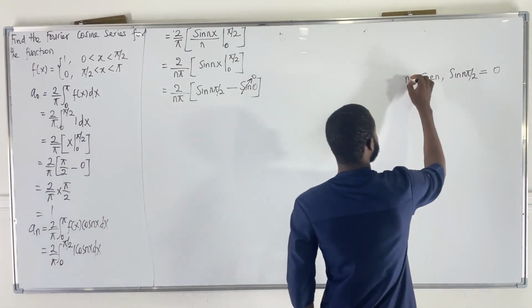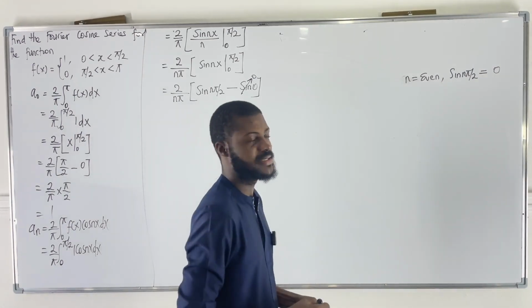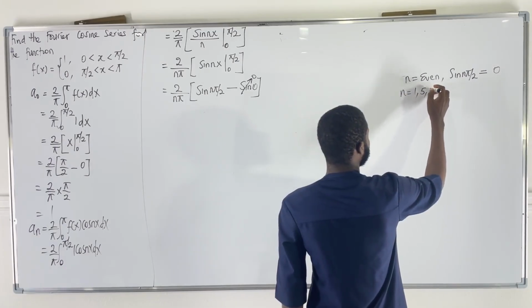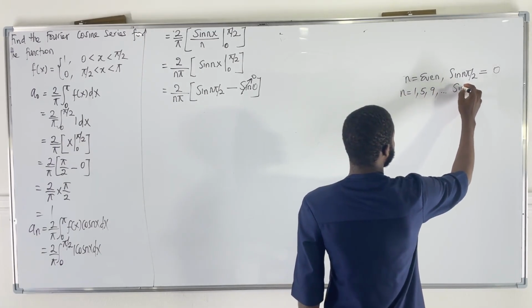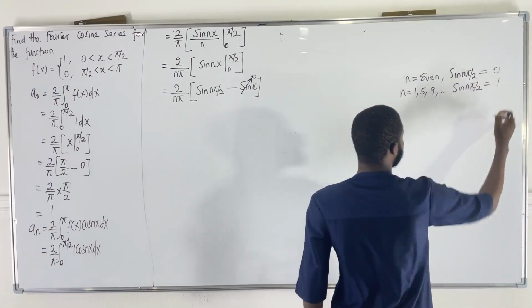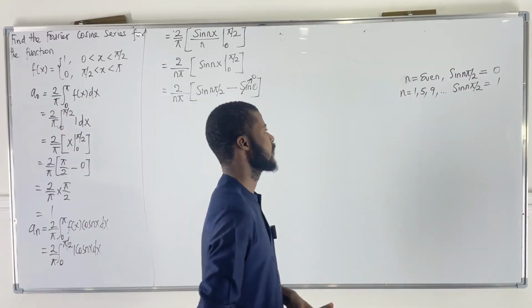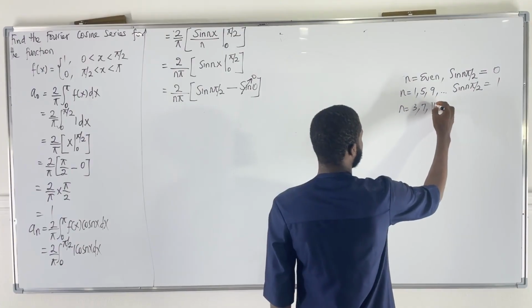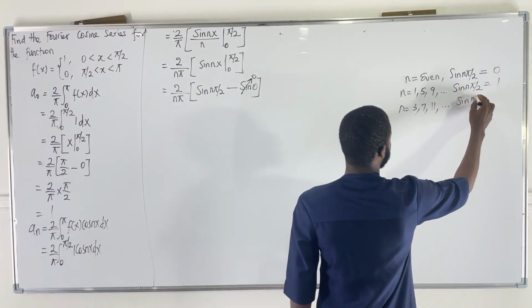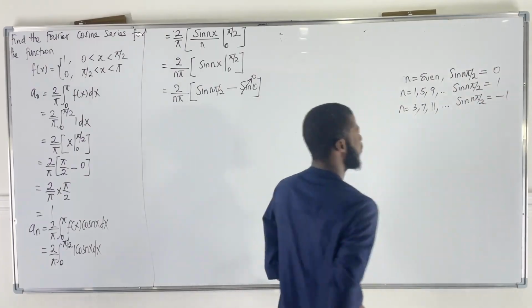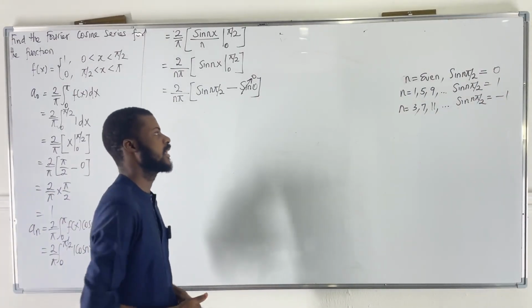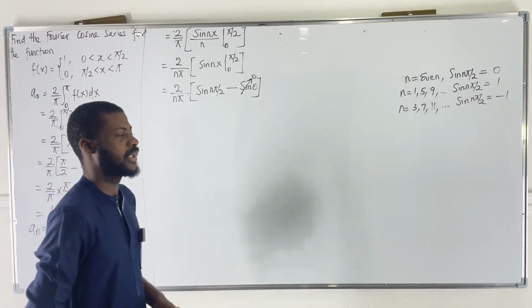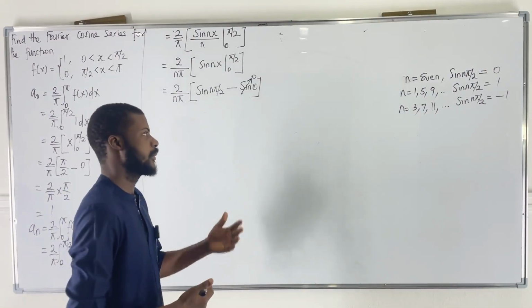So when n is even, sine n pi over 2 is 0. Next, when n is 1, 5, 9, just like that, sine n pi over 2 will be 1. So when n is in this particular format, it will be 1. Now when n is 3, 7, 11, sine n pi over 2 will give us minus 1. All right, so you kind of get the picture. Now with this, if we wish, we can come up with a standard form.